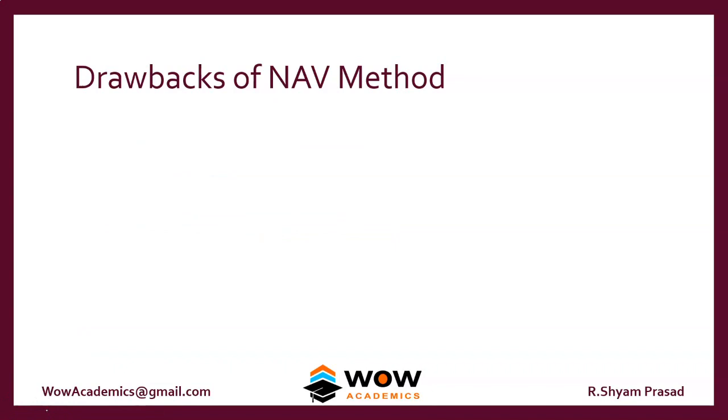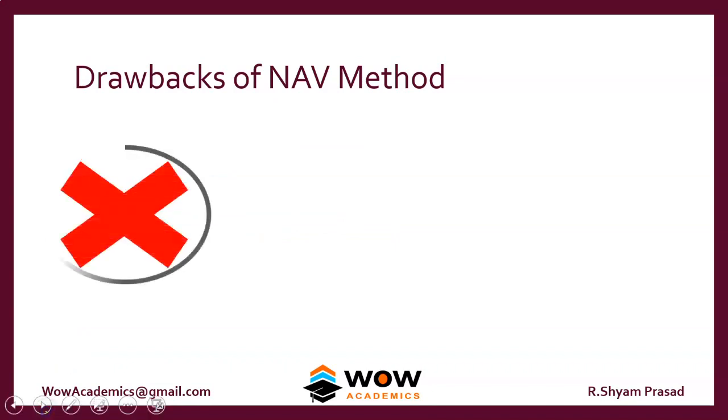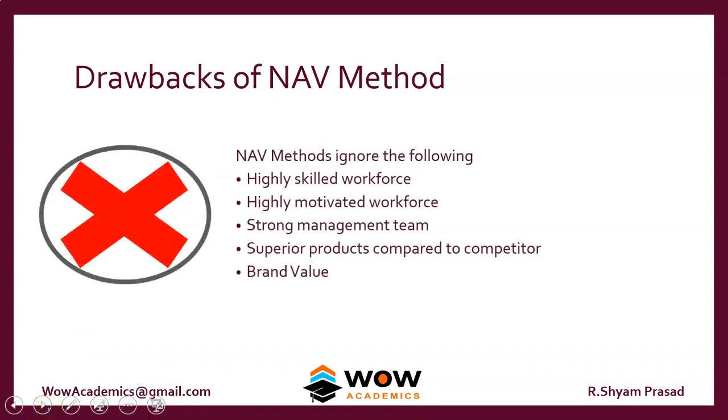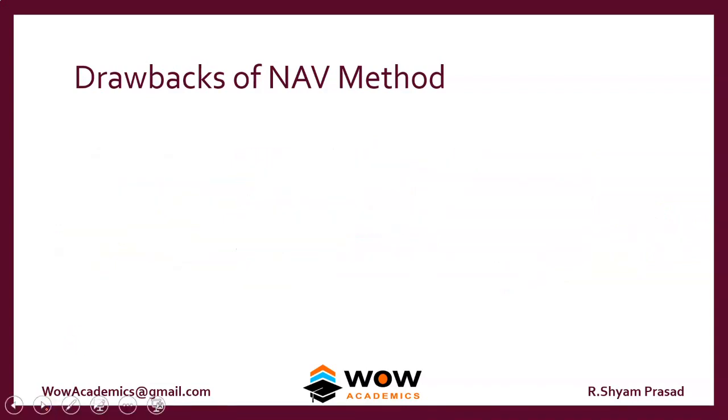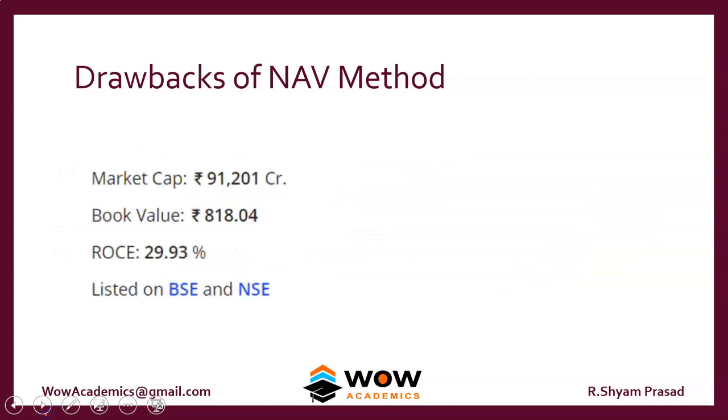So what are the drawbacks of this method? The NAV method actually ignores the following very important things. For example, it ignores a highly skilled workforce, a highly motivated workforce, the strong management team, superior products compared to competitors, and the brand value. So all these things are ignored. The problem is it only takes the assets into account. We'll see the actual implication of this problem.